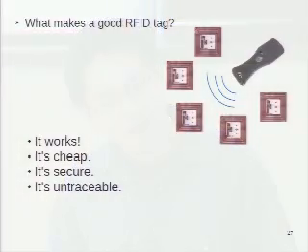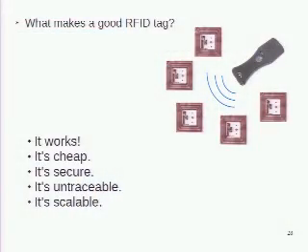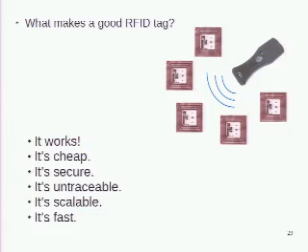So it means that if you change the conversation or if you fake a tag, you should not be able to authenticate yourself to the reader. It's untraceable. It means that the adversary should not be able to identify a tag from the previous sessions. And it's scalable. That means you have millions of tags. It should be easy to add or to remove tags from the system. And it's reasonably fast. You don't want to stand in front of the vending machine for 1 minute to finish the reading, right? So let's look at the requirements.